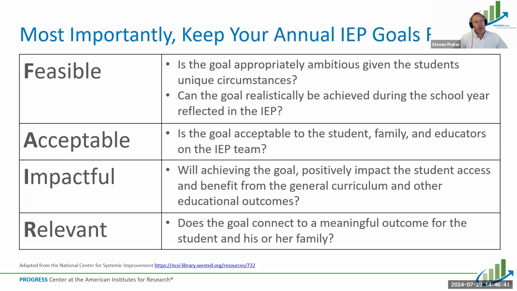Number two, acceptable. Is the goal acceptable to the student, to the family, to the educators on the IEP team? Does it make sense to everybody that this is something the student would work for? Number three, impactful. Will achieving the goal positively impact the student's access and benefit from the general education curriculum or other educational outcomes? You don't want a goal over something that's not really going to help the student. Why would you waste time and everybody's energy on something that's not going to help the student in their general education classroom, or to start making strides towards that general education curriculum? You want to make sure it's impactful for what the student actually needs.